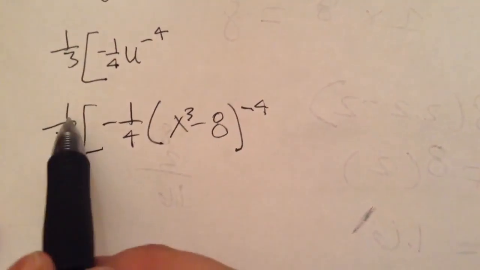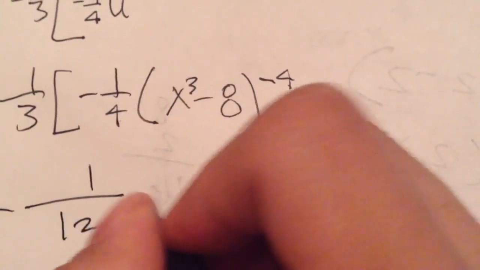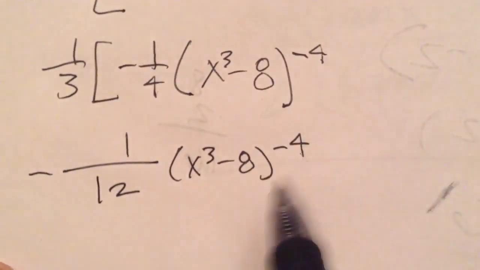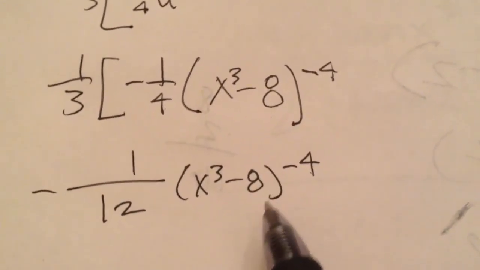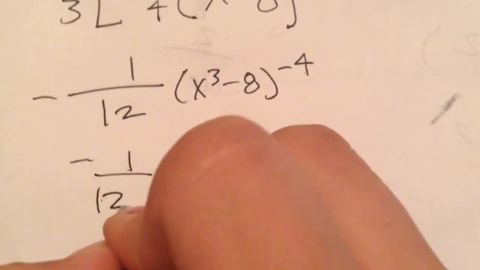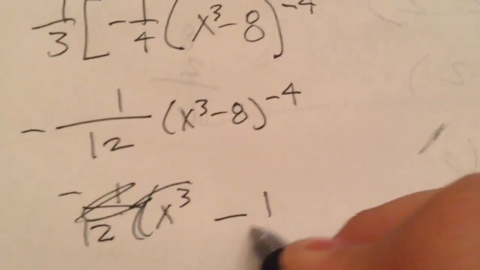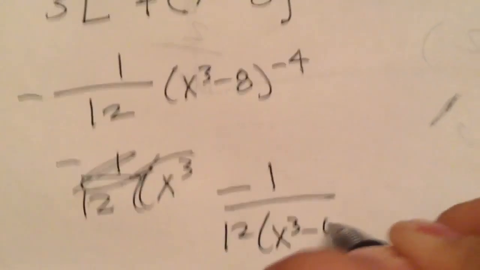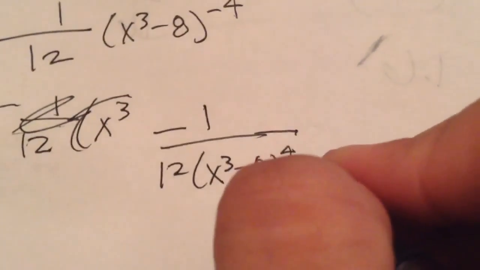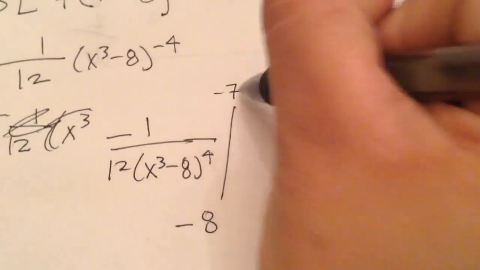And what we can do here is we can multiply these two fractions together, which is going to end up giving us -1 over 12 times x cubed minus 8 to the -4. And to make this a positive number, so as to not leave a negative, we're going to move it to the bottom, which is going to give us -1 over 12 times x cubed minus 8 raised to the 4th. And this is basically the antiderivative of our original problem, but we have to evaluate it between -8 and -7.